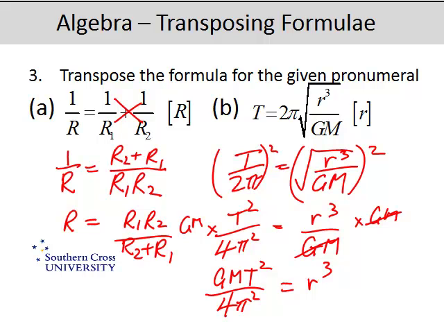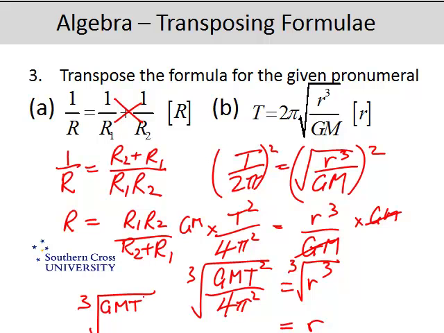And then we think, how do we get R? What's the opposite to cubing a number? It's taking the cube root of both sides. So the cube root of R cubed is simply R. And I'm going to have to write this out here, R is the cube root of GM T squared over 4 pi squared.